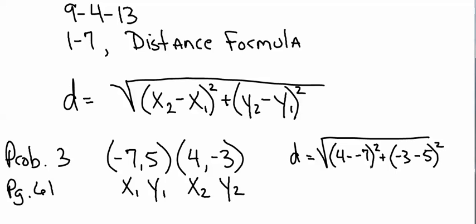And again, we already talked about typing that whole thing into the calculator. When you type it into the calculator and you hit the enter button, you get the square root of 185. Questions?